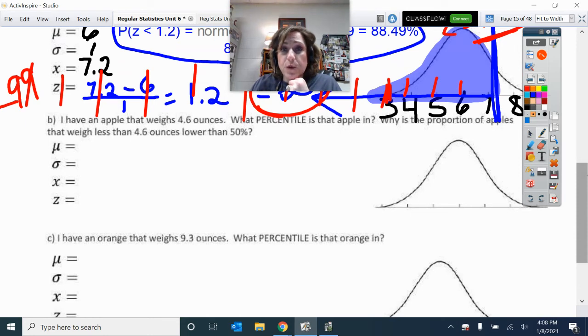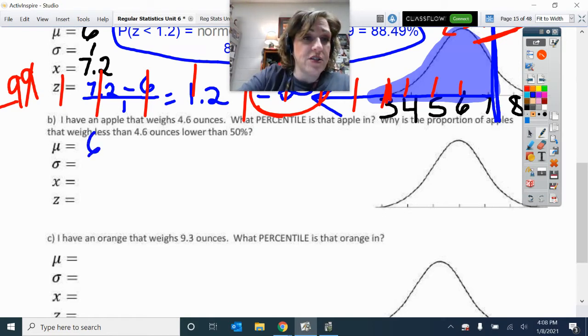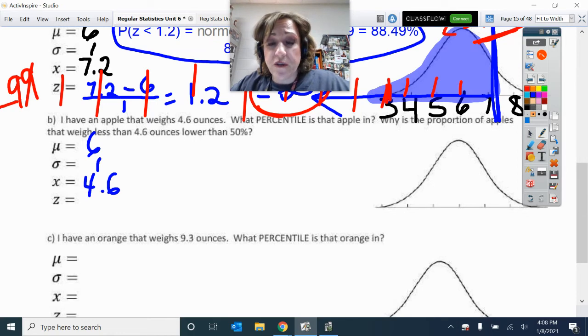I have an apple that weighs 4.6 ounces. What percentile is the apple in? Okay, so same mean, 6. Standard deviation, 1. X, 4.6. Now let's draw a picture over here.